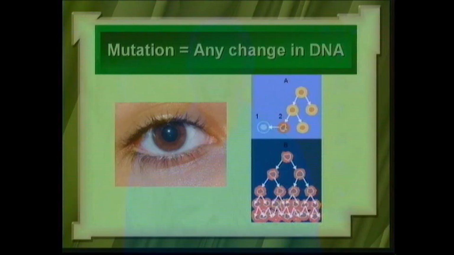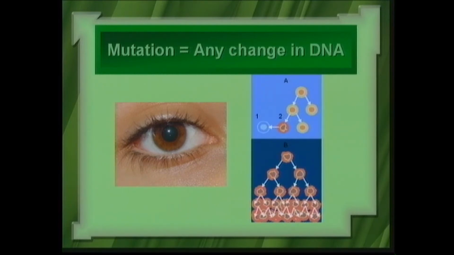All right. Okay, so that kind of talks about that. The next thing we're going to talk about is mutation. And mutation, of course, is the stuff of evolution. We're going to talk about evolution a few lectures from now. So mutation, pretty much, is any kind of change in DNA.